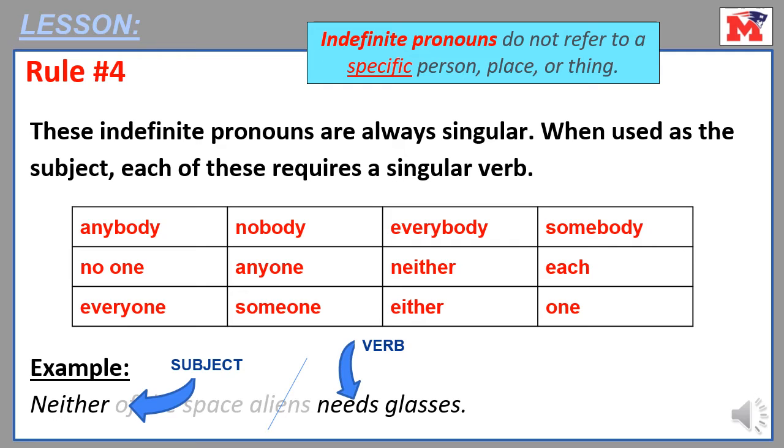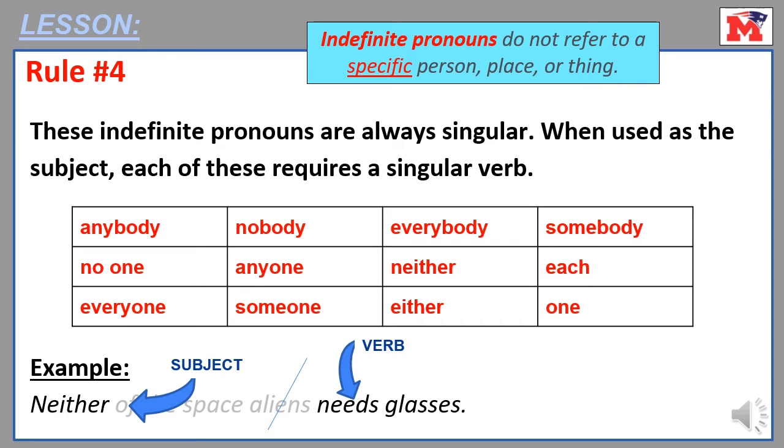To understand rule number 4, we first need to define indefinite pronoun. Indefinite pronouns do not refer to a specific person, place, or thing. So the indefinite pronouns below are always singular. So when used as a subject, they require a singular verb. Those indefinite pronouns are anybody, nobody, everybody, somebody, no one, anyone, neither, each, everyone, someone, either, one.